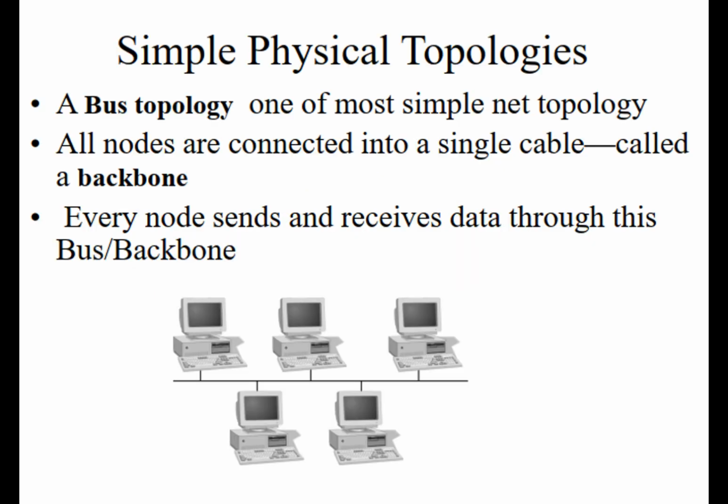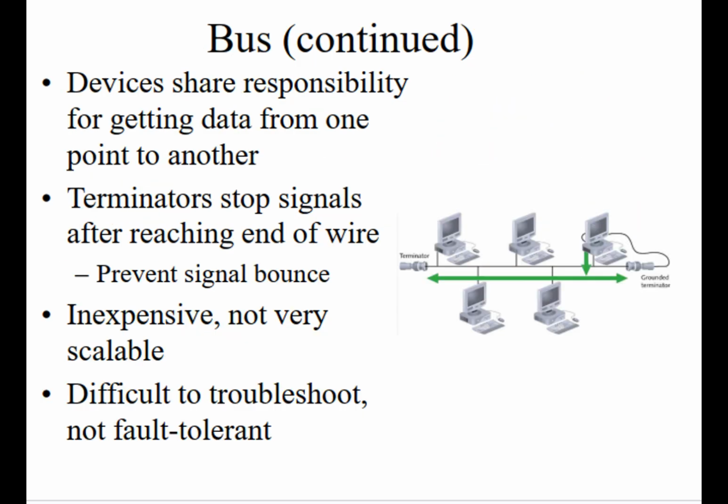Bus. A bus topology is one of the simplest network topologies. All nodes are connected to a single cable called a backbone. Every node sends and receives data through this bus or backbone. Devices share responsibility for getting data from one point to another. Terminators stop signals after they reach the end of the wire, preventing signal bounce. It is inexpensive but not very scalable, difficult to troubleshoot, and not fault tolerant.